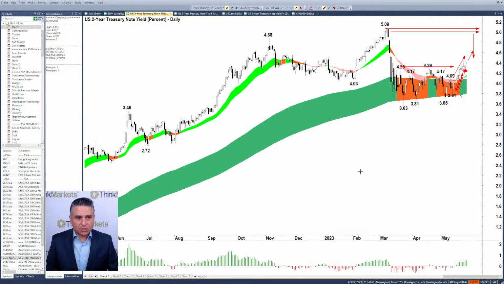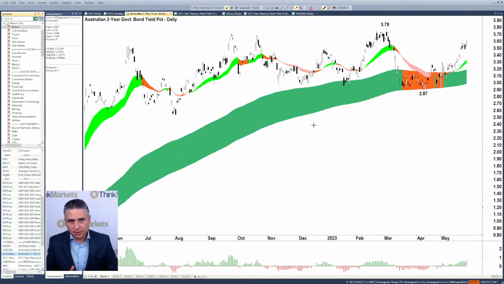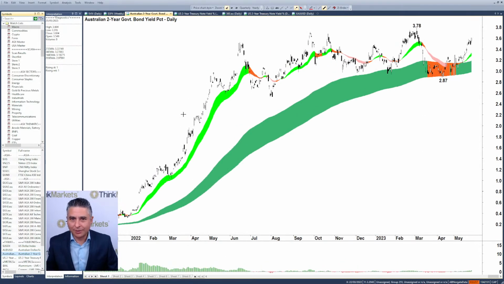Now, what does that mean for stocks? And I'll just head over here back to the Australian experience, which is even more horrific because look at that. If that was a stock, we'd be buying it. It's not a stock, it's the price of money in Australia. The price of money in Australia is getting more expensive. It's getting more expensive in the US as well.